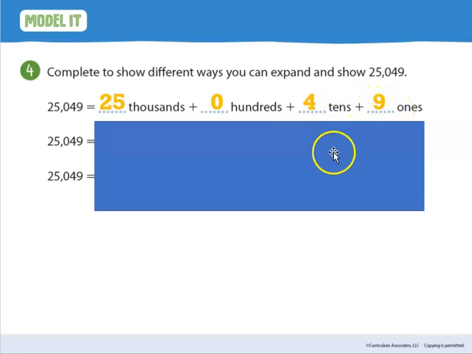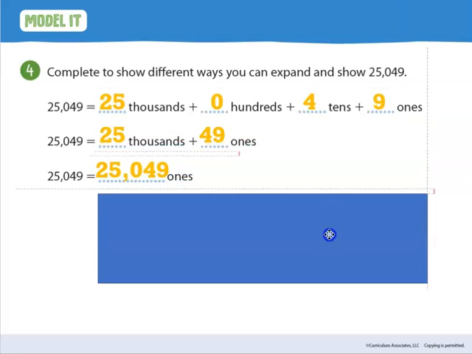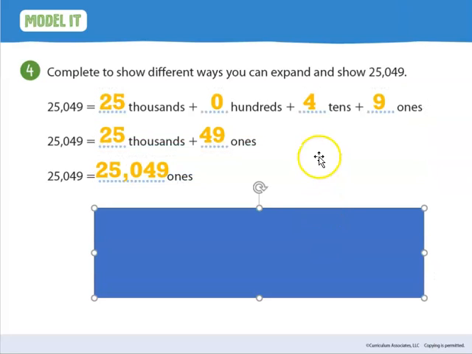Now, I've come up with a couple of other ways too. I like to think sometimes, what if the bank were out of certain bills? Then these are some alternate ways the bank could give us that money. They could give us still 25 $1,000 bills, but if they were out of tens, they could give us 49 ones. If a bank were out of every bill except ones, they could give us 25,049 $1 bills, and that would still be the same value.